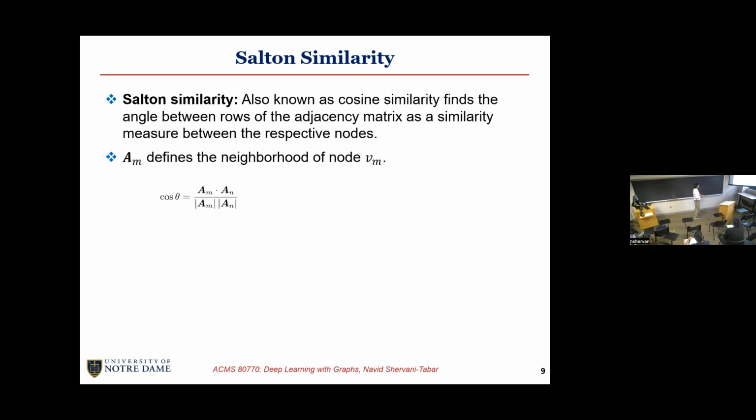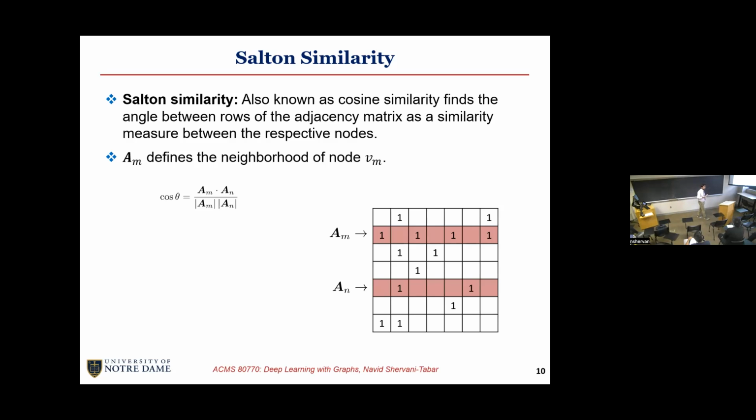So one idea that people came up with was to characterize each node. The vector that we want to define is the neighborhood of that node. And that neighborhood is essentially defined with a row in the adjacency matrix. So let's say that we want to look at node Vm. The mth row of the adjacency matrix is essentially encoding the neighbors of node m. So it's saying what nodes are connected to node m, and that's giving us a measure of what the neighborhood of node Vm looks like.